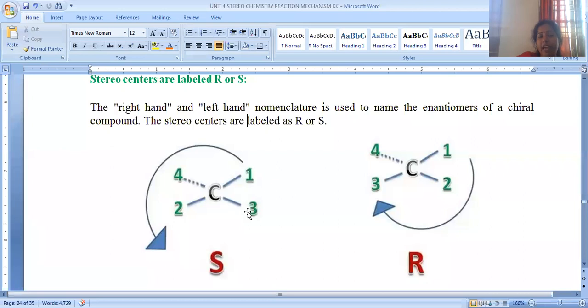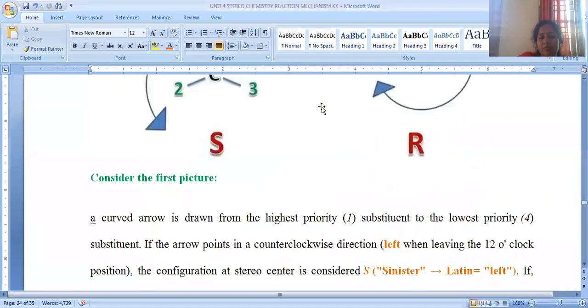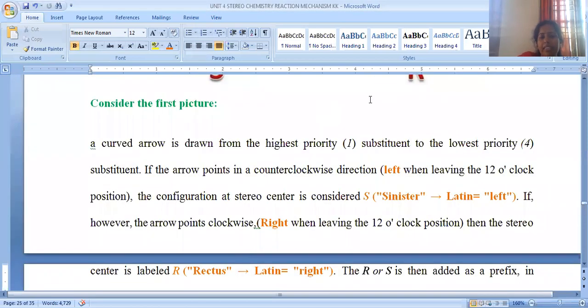Again, here we have selection rules, the Kohn-Ingold-Prelog rules, for the determination of which functional group is 1, which functional group is 2, which is 3 and 4. In order to give this numbering, we have to use Kohn-Ingold-Prelog rules here, which are exactly similar to what we discussed for geometrical isomers. So S stands for sinister, R stands for rectus. Sinister is nothing but left side, rectus is nothing but right side.